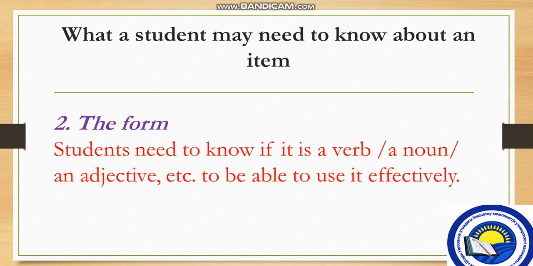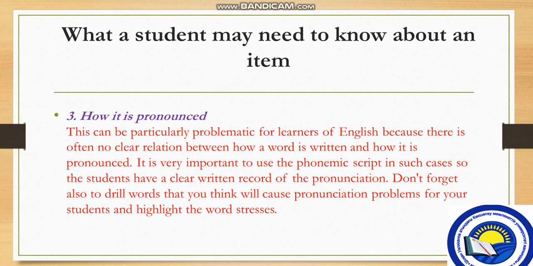The form. Students need to know if it is a verb, a noun, an adjective, to be able to use it effectively. How it is pronounced. This can be particularly problematic for learners of English because there is often no clear relation between how a word is written and how it is pronounced. It's very important to use the phonemic script in such cases so the students have a clear written record of the pronunciation.